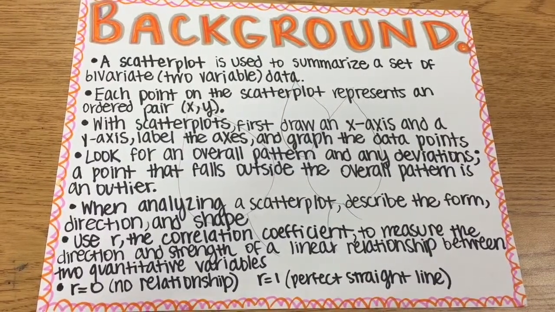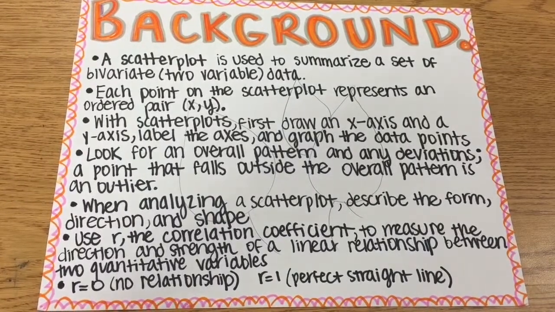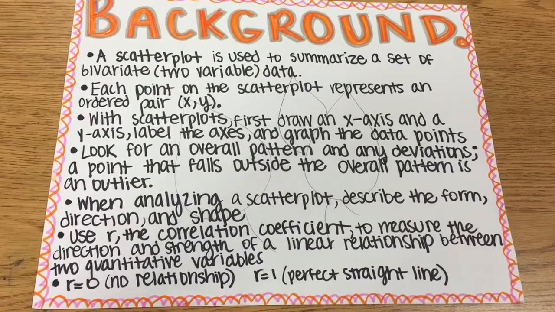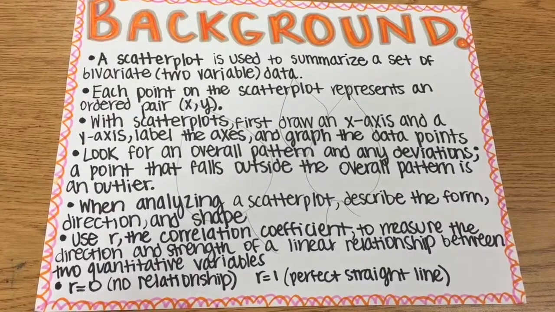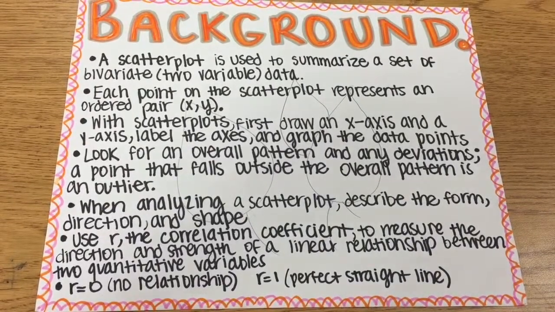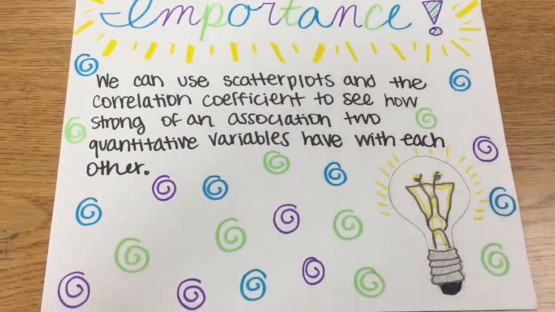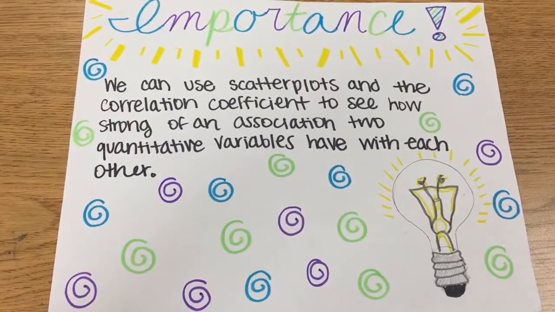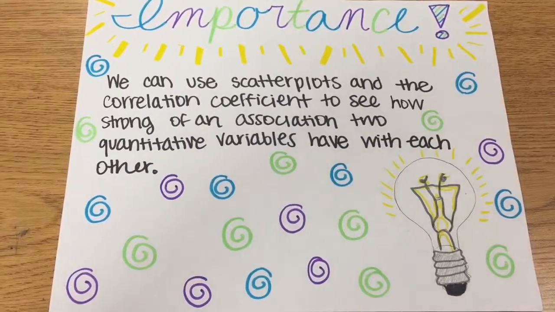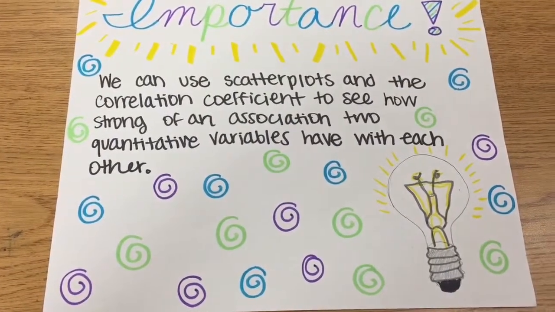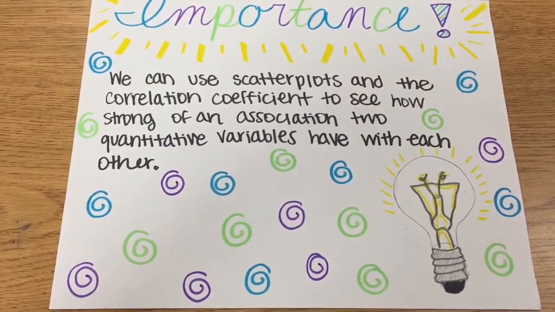A linear relationship means that the value of one of the variables depends on the value of the other variable. Also, r must be between positive and negative 1, and it is heavily influenced by outliers. It is not affected if you switch x and y, nor if you change the units. We can use scatter plots and the correlation coefficient to determine how strong of an association two quantitative variables have with each other. However, the scatter plot may show that a relationship exists, but it cannot prove that one variable is causing the other.